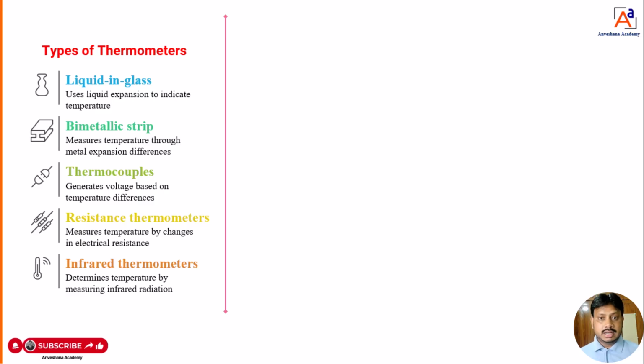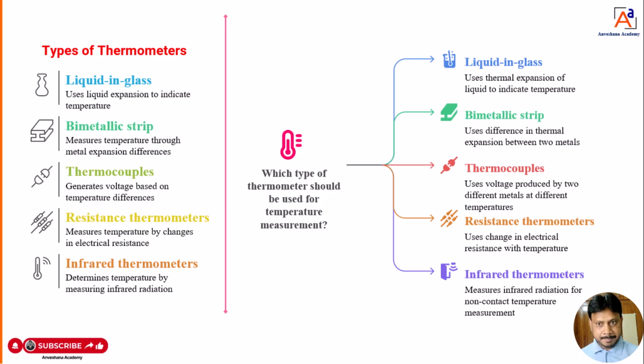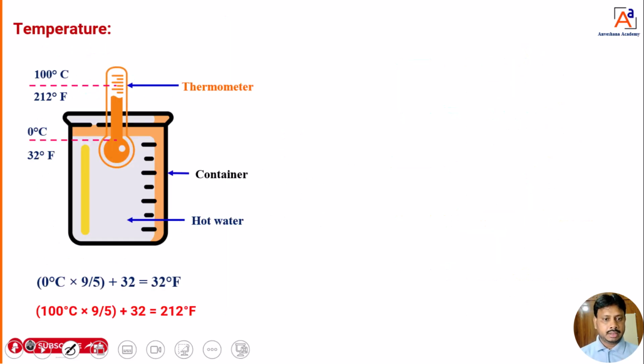Okay, then to measure the temperature, we have different types of thermometers, namely the liquid in glass thermometer. A bimetallic strip we can use to measure the temperature. We can use thermocouples, resistance thermometers, or infrared thermometers. With the help of these different devices, I can measure the temperature of a system. So how is it? You can see now, dear students, I will take a container. Assume that in the container there is water. You can consider that it is hot water.